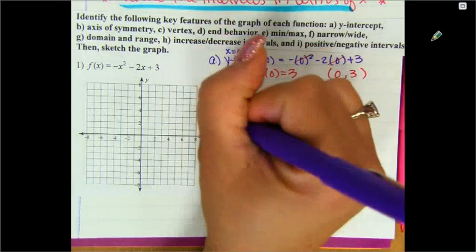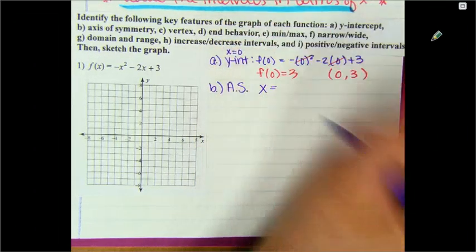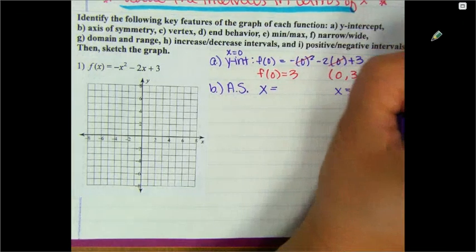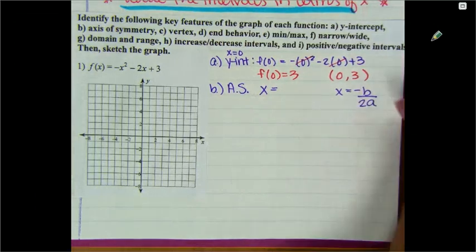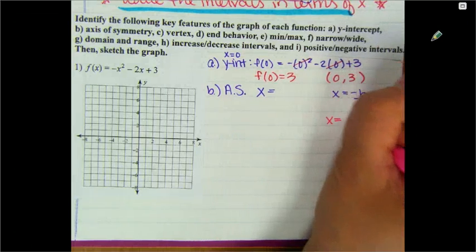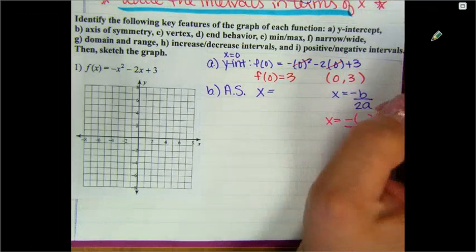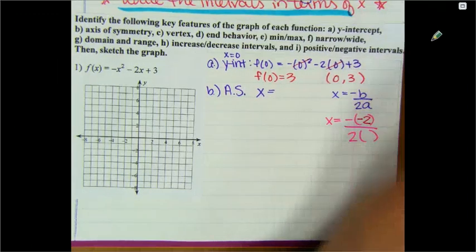All right, remember B and C kind of go together. B is the axis of symmetry, which always starts with x equals and a number. How do we find the axis of symmetry? X is equal to negative B divided by 2 times A, correct? So when you plug this in, remember it's x equals negative times something over 2 times something. What goes in for B? What goes in for A?